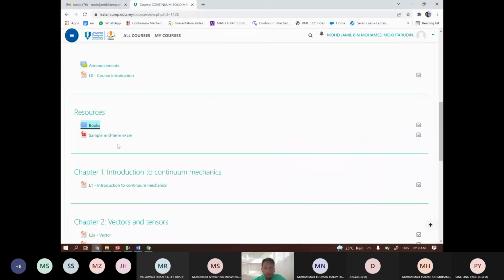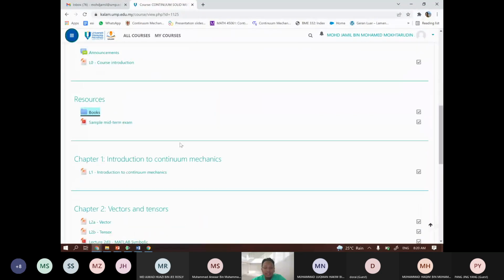And I also put a sample midterm exam because this is a first time subject. So you can look at this midterm exam question. If you think the questions look like you could fail, you can drop, because there are already many people in this class. Okay, so any question before we go to lecture 1, Introduction to Continuum Mechanics?